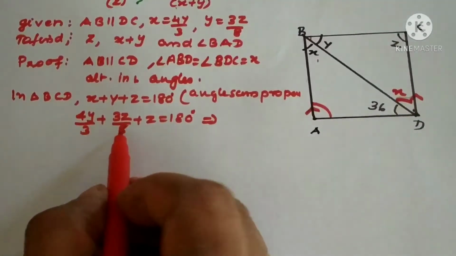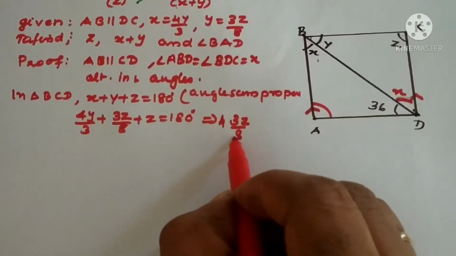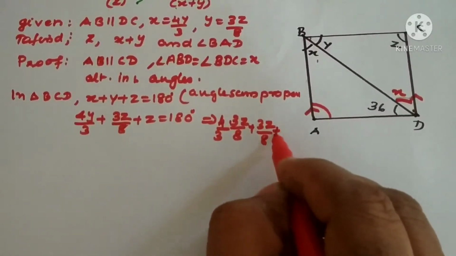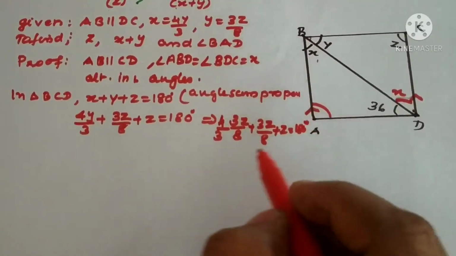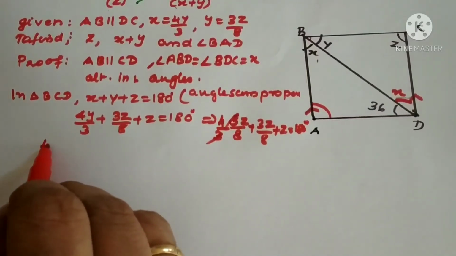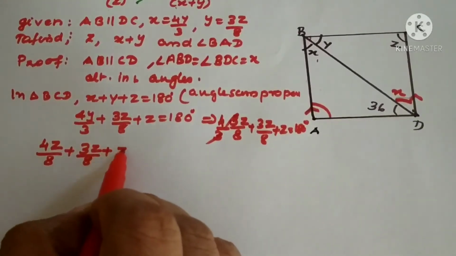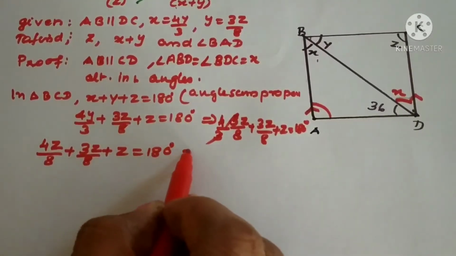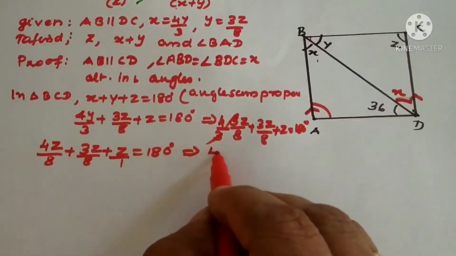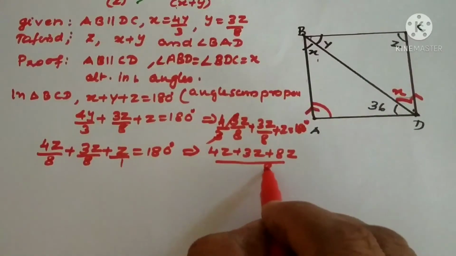y is 3z by 8 only, so again I am replacing x with 4 by 3 into 3z by 8, plus 3z by 8 plus z equal to 180. 3 will get cancelled, so 4z by 8 plus 3z by 8 plus z equal to 180 degree. So 8 as the LCM means 4z plus 3z plus 8z by 8 equal to 180.